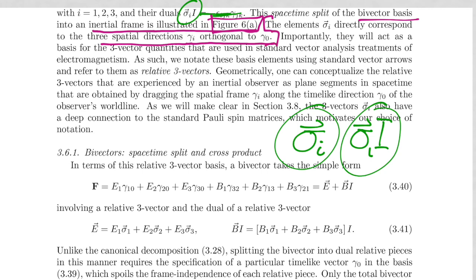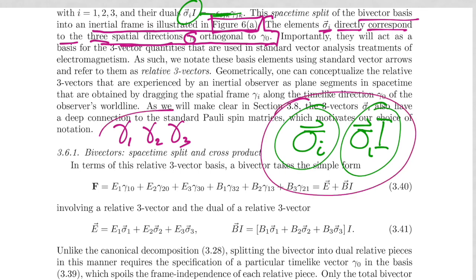Okay, so this is kind of an interesting sentence, right? The elements of sigma I directly correspond to the three spatial directions gamma I. There's only three spatial directions: gamma 1, gamma 2, gamma 3. And these are now bases for the grade 1 part of the algebra. This is the basis for the grade 2 part. This is the basis for the grade 1 part, missing gamma 0. But the three spatial ones directly correspond to these guys right here.